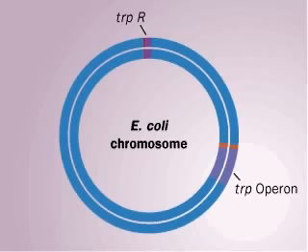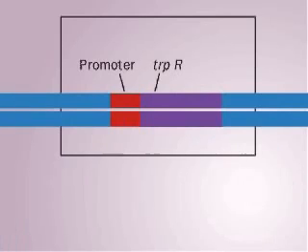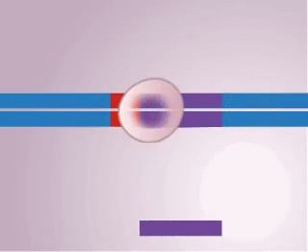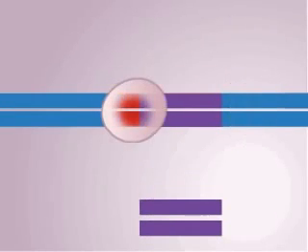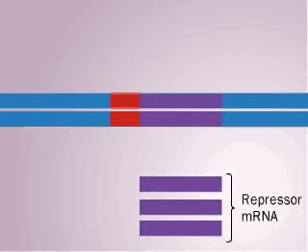The TRP operon is at one position on the circular bacterial chromosome, and a regulatory gene for the system is about a quarter of the way around the chromosome from it. This gene, called TRPR, encodes a dimeric repressor protein on a slow but ongoing basis, and the repressors diffuse through the cytoplasm. We'll see in a little bit how the repressors work.